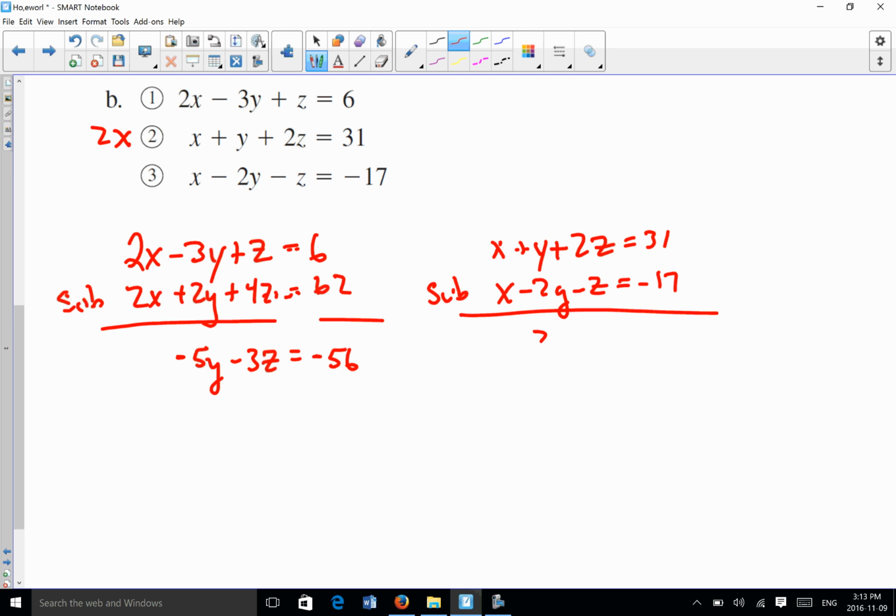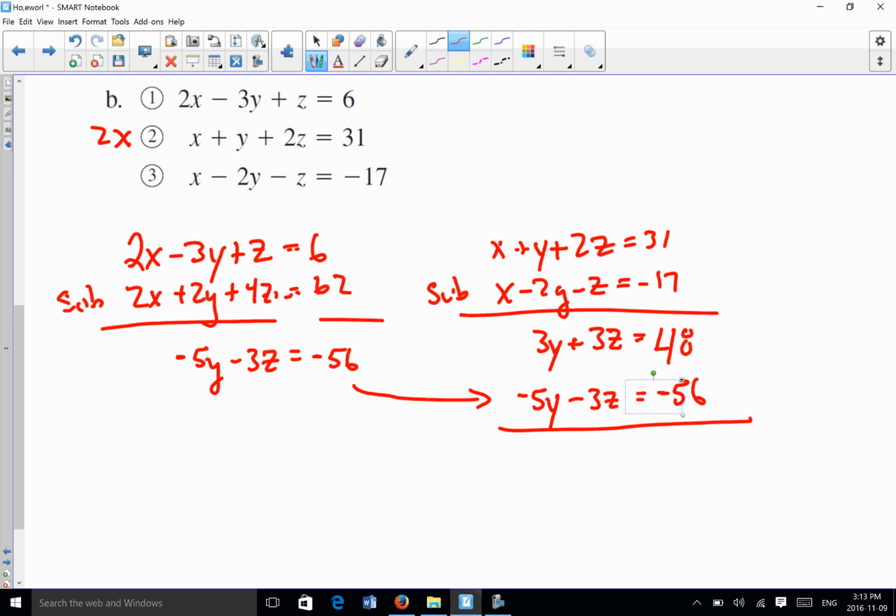Y minus negative 2y will give us 3y's. And 2 minus negative 1 gives us 3z's. And 31 minus negative 17 gives us 48. So I've got 2 equations again, and they can be double eliminated. Now, kind of nice this time, my z's are already the same number. They're both 3's. They have opposite signs, however, which means I'm going to have to add. So I'll end up with negative 2y's, no z's, and negative 8.